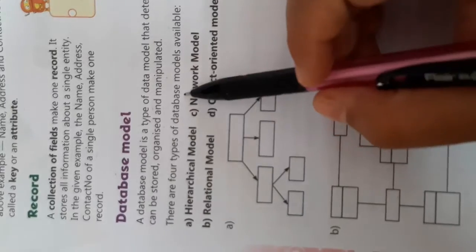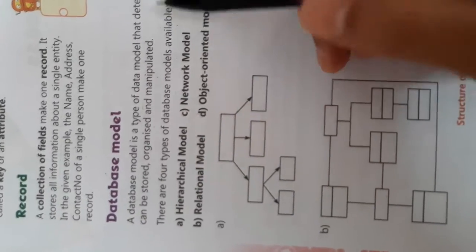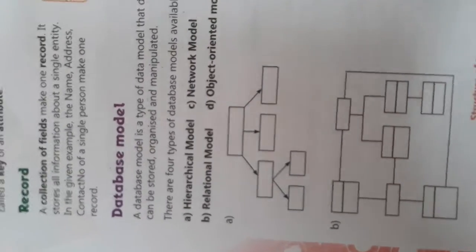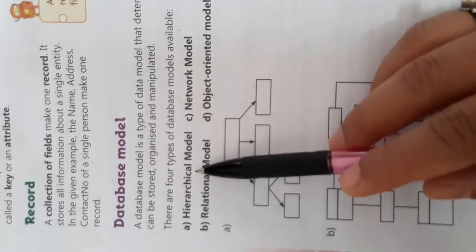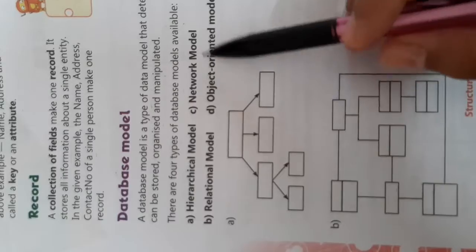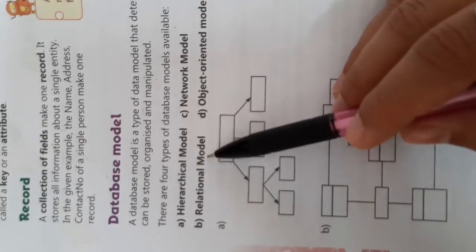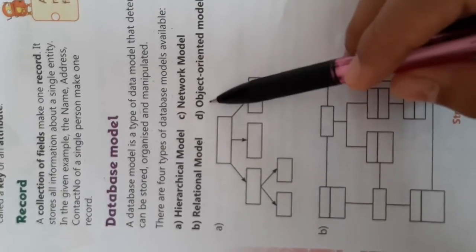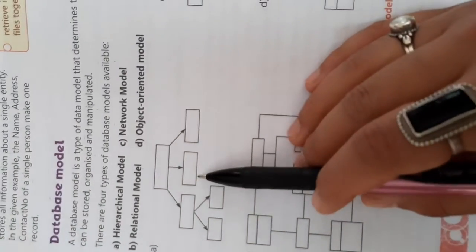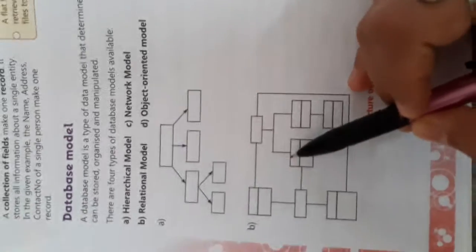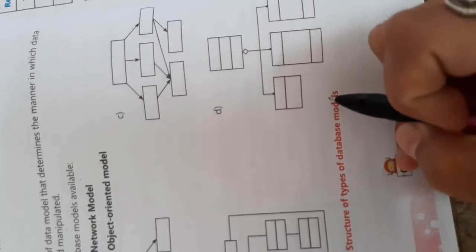There are 4 types of database models available. First is the hierarchical model, second the relational model, third the network model, and fourth the object oriented model. These are the types of database models.